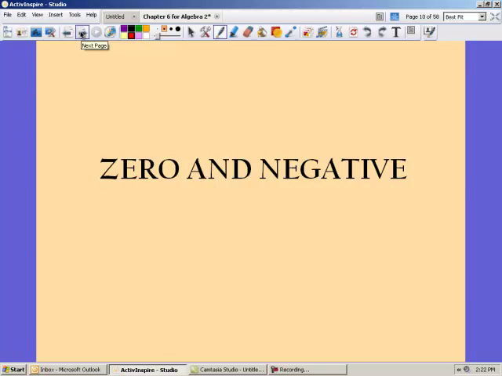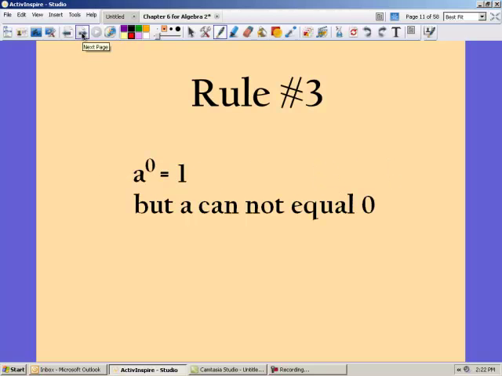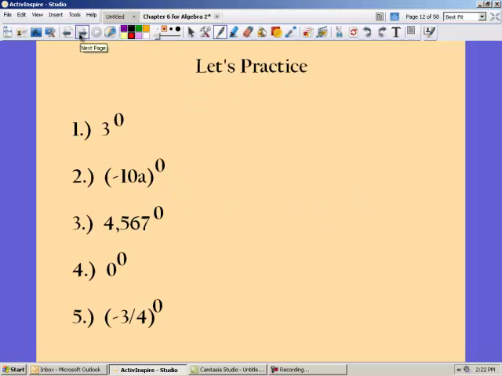Okay, now that we have 0 and negative exponents, 0 exponents are the easiest thing to do because anything raised to the 0 power is 1, unless it is 0 to the 0 power. That is the only case where it will not equal 1. It'll just be 0. So 3 to the 0 power, it's 1.